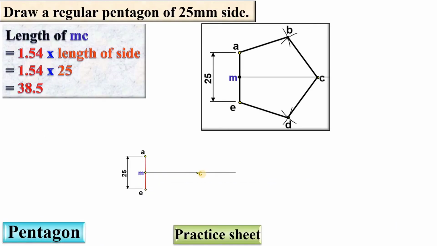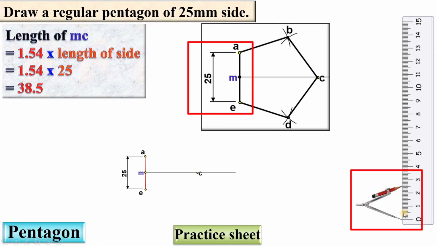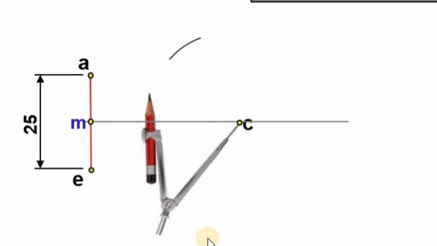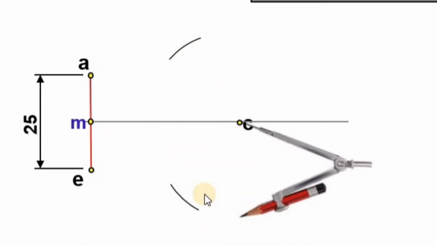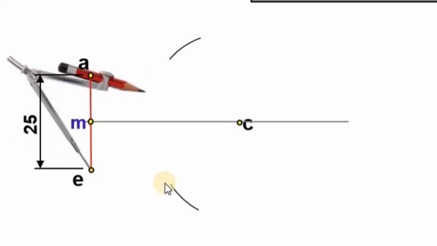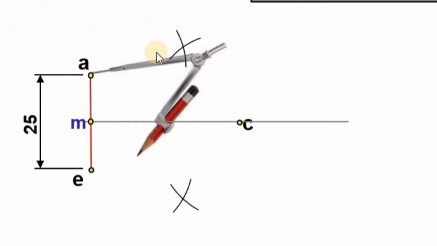Now it is very simple. Take the compass, set the radius as 25 mm, that is actually the side of the regular pentagon, and then take C as the center and draw the arc on both sides. Then with the same radius, A as the center and E as the center, draw the arcs one by one.